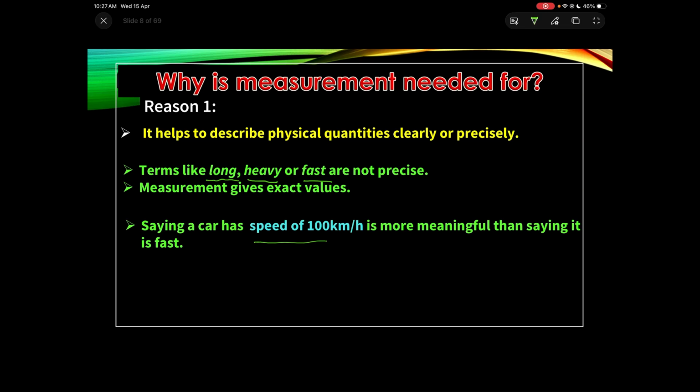Look at the speed of a car. Saying it's fast doesn't make any sense. But if you say the speed of the car is 100 kilometers per hour, it gives you a clear, precise measurement. So what is the reason number 1? It helps you to describe any physical quantity very clearly and very precisely.